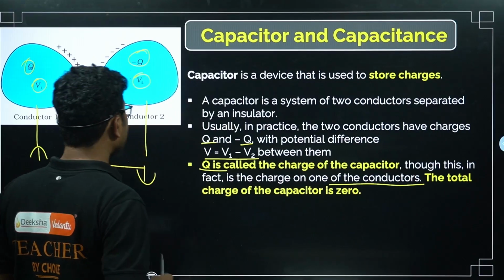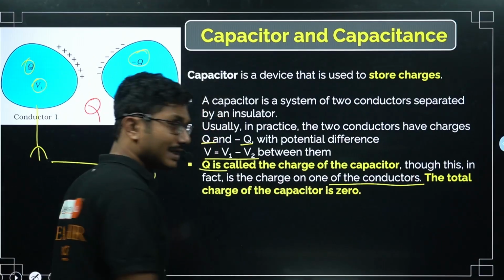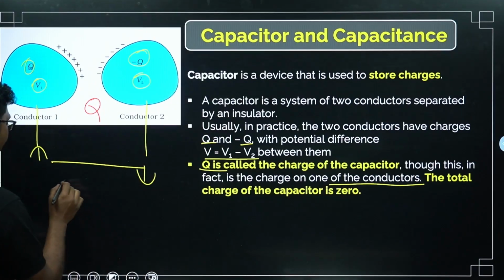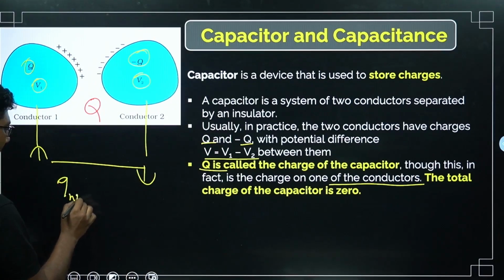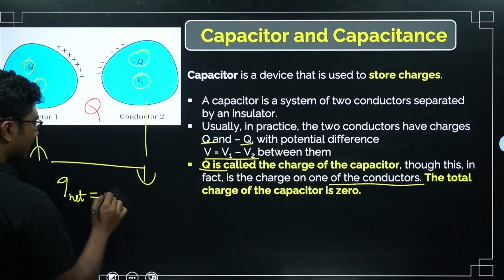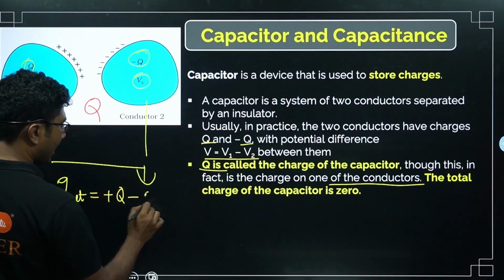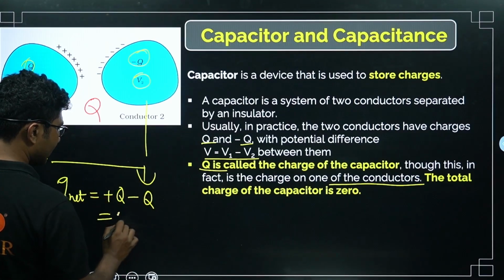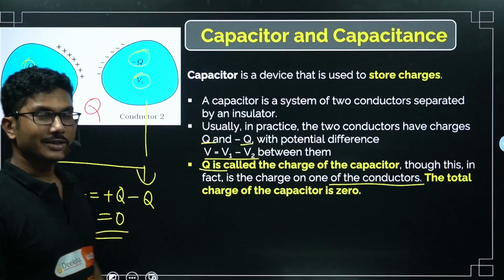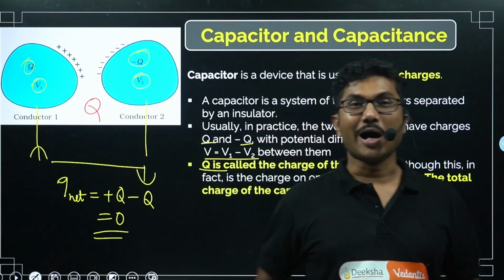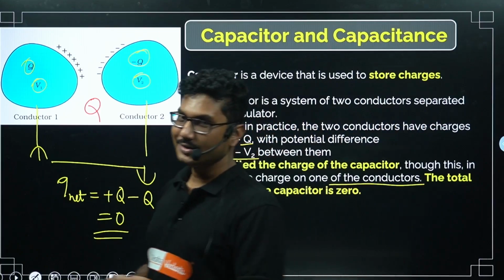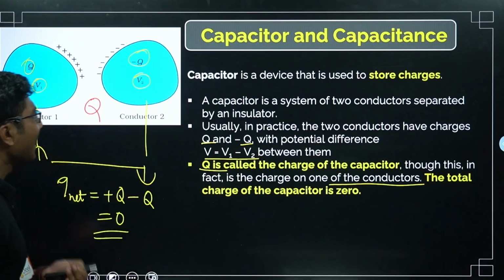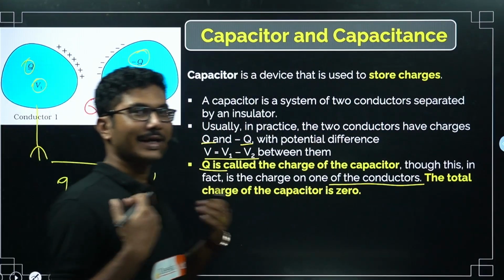The total charge, the net charge: what is the net charge of the capacitor, q net? Net charge is plus q and minus q, so net charge is 0. Now you might say, sir, if net charge is 0, then how can we say it is used to store charges? Interesting question. Basically, it is used to store energy.